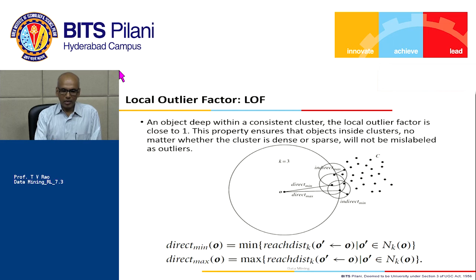And we can also look at the significance of the local outlier factor by considering the direct minimum distance. So here we are taking k equal to 3 for the nearest neighborhood. We have drawn this circle using the third nearest neighbor, which is this point. So what we see is that the direct minimum distance is the minimum reachability distance for all the points within the k neighborhood, and the maximum distance is the maximum distance of where they are all within the nearest neighborhood.